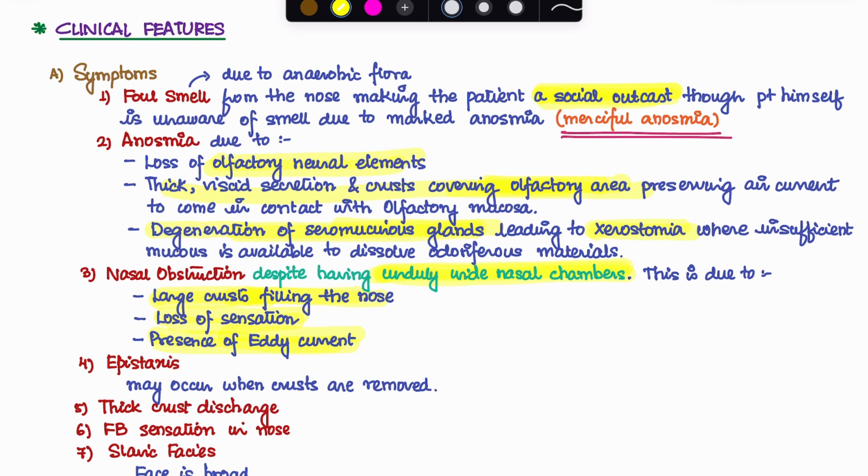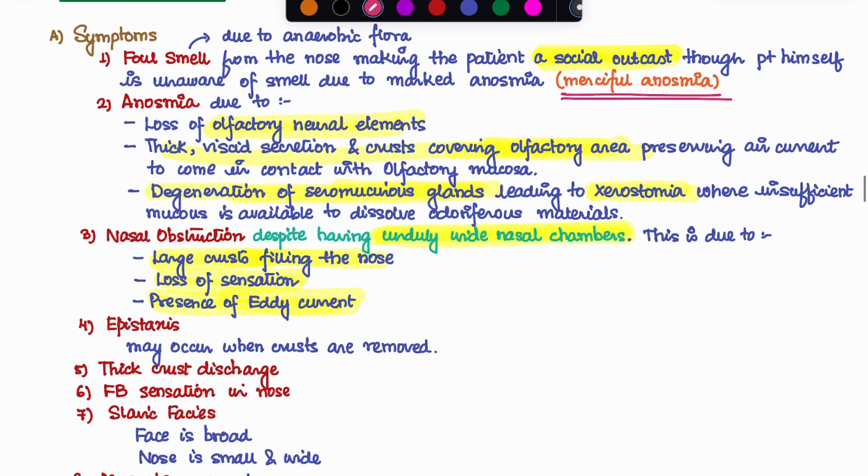And there is thick crust discharge, already described. The patient can also feel a foreign body sensation in the nose. He or she can present with a Slavic facies, where the face is broad and the nose becomes small and wide. Very rarely, in unhygienic conditions where the patient has not been treated, the patient can present with maggots. And if these crusts extend to the nasopharynx as well and block the eustachian tube, it will result in impairment of hearing. So these are all the symptoms that the patient will come to you with.